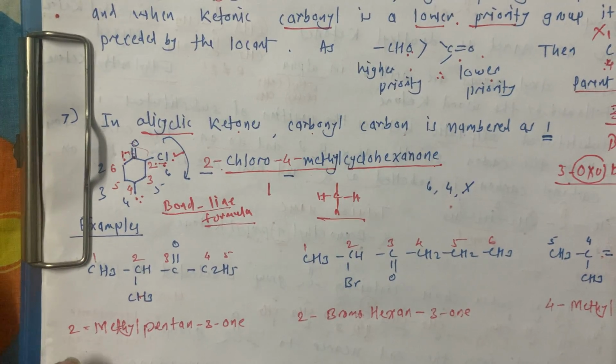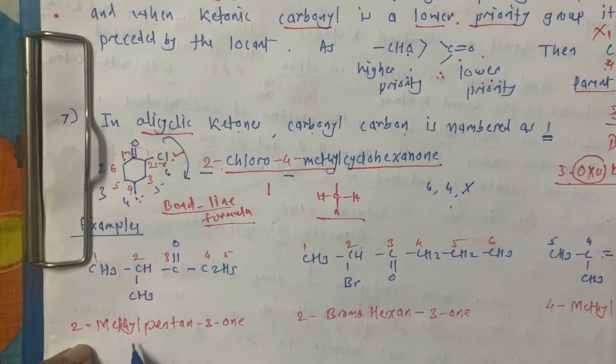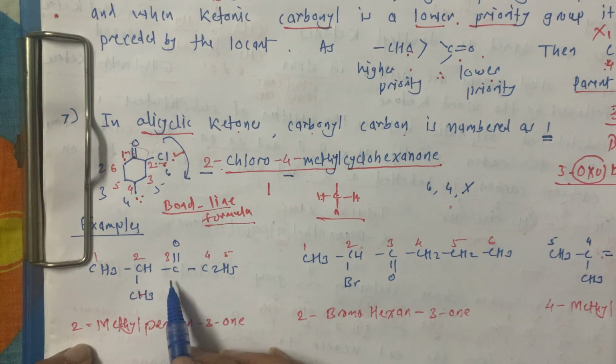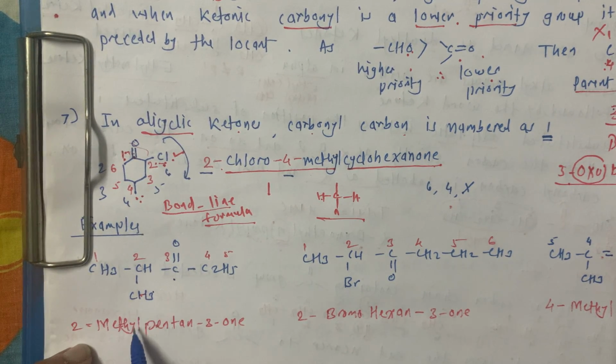Okay, 1 2 3 4 5. So this is 2-methylpentan-3-one. On the third carbon there is a carbonyl group, and on the second carbon there is a methyl group. So this is 2-methylpentan-3-one, numbered 2, 3, 1.